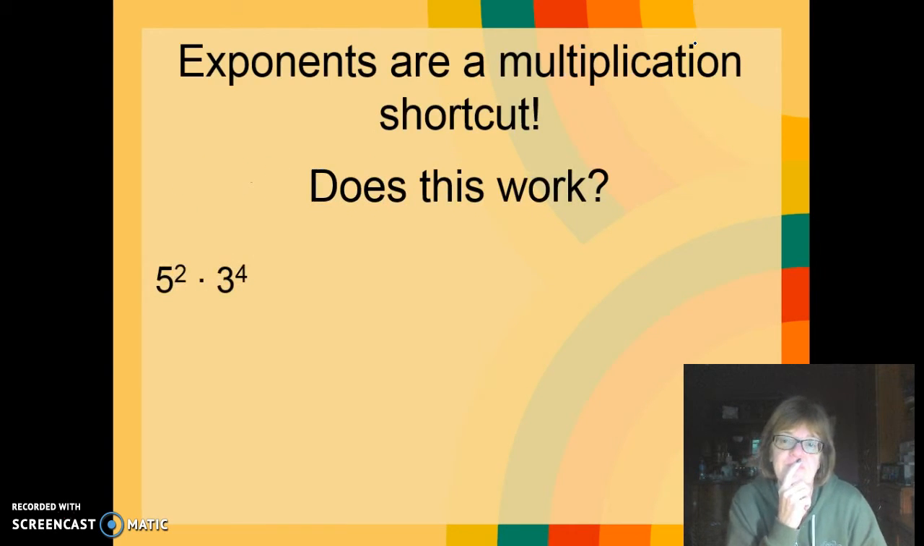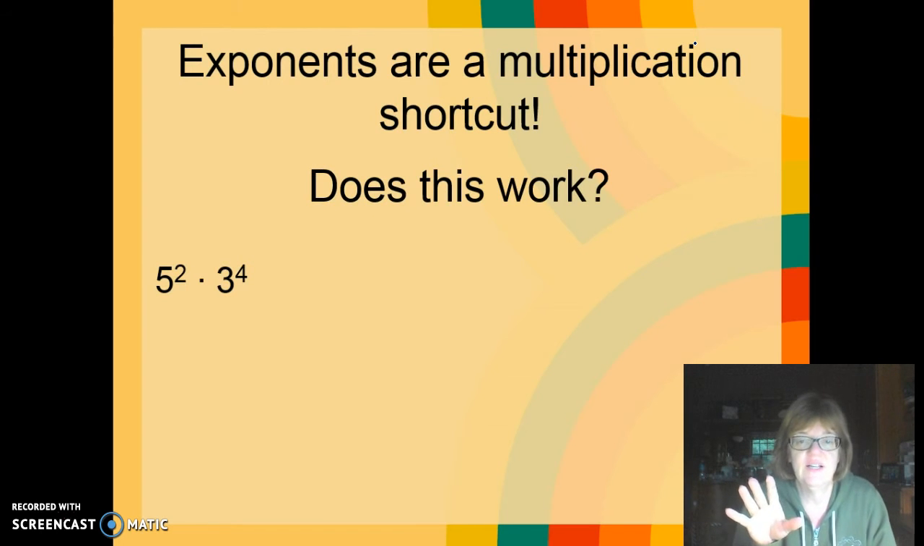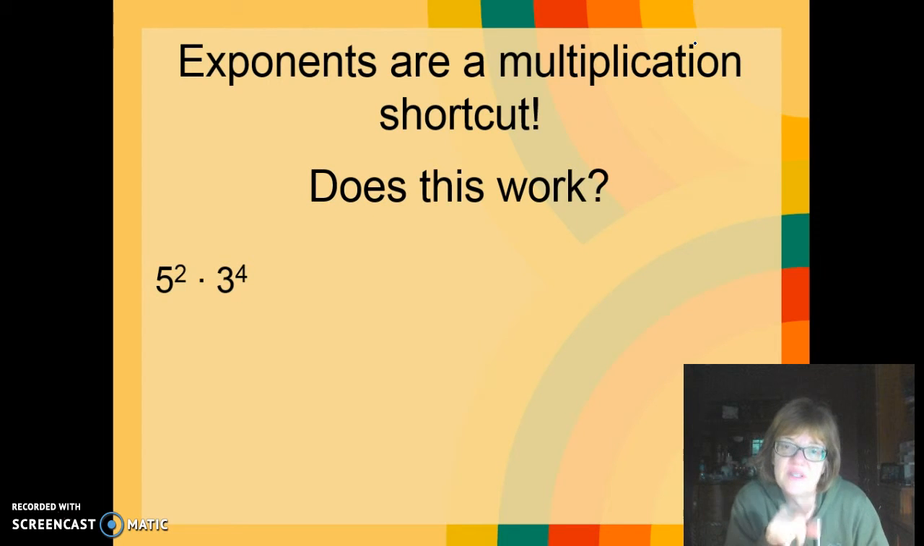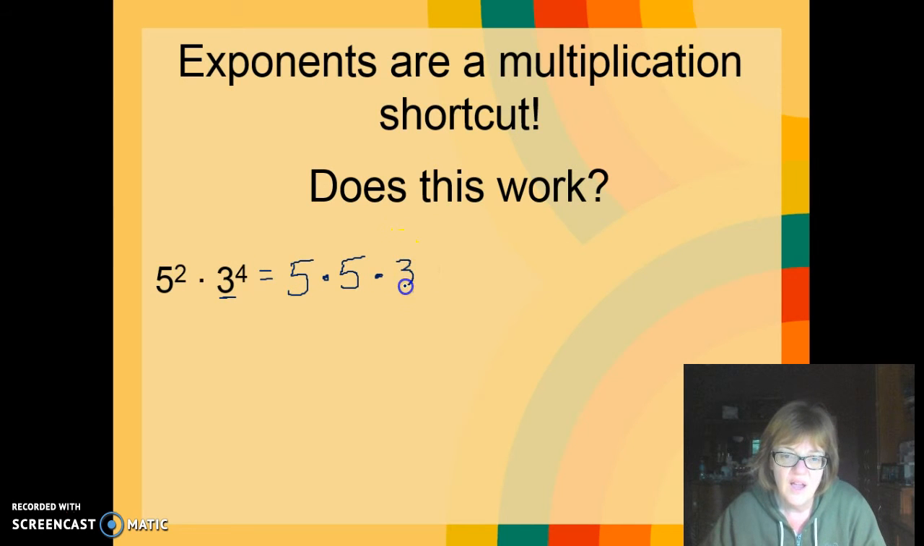All right. Now remember, that's our shortcut. But does it work when we have something like this? Well, let me see here. Let me write it out the longhand way I've been doing. So that becomes 5 times 5. But wait a minute. The base is 3. So I can't keep writing 5s. I now have to put 4 3s in here.